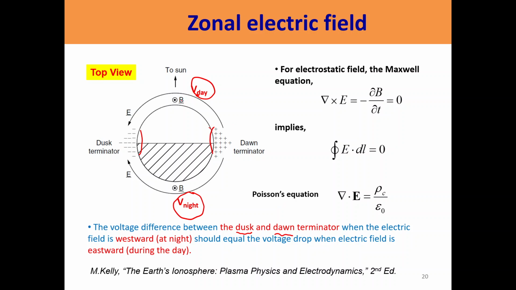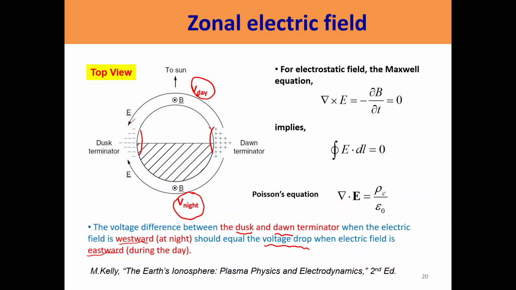And if you take a look here from the top view of the Earth, this is the magnetic field direction, which is from south to north, right? So you see the tip of the arrow, so it jumps from inside to outside the slide. So from south to north. Anyway, this electric field at nighttime tends to be westward, and in daytime tends to be eastward. And this is the difference. So there's a voltage drop due to this electric field difference between daytime and nighttime.